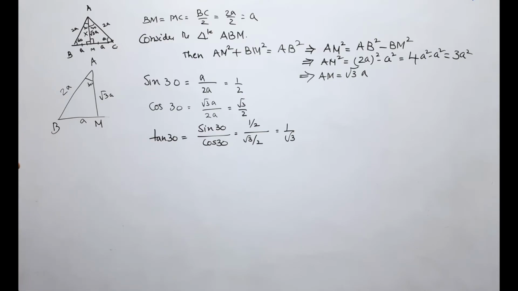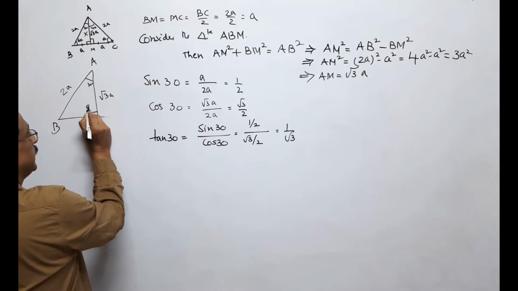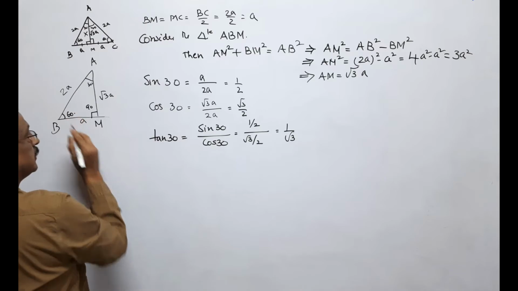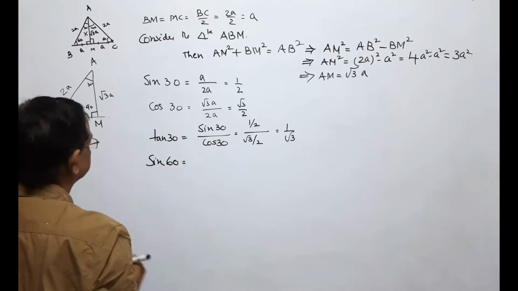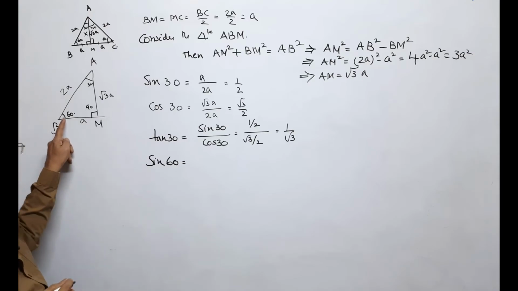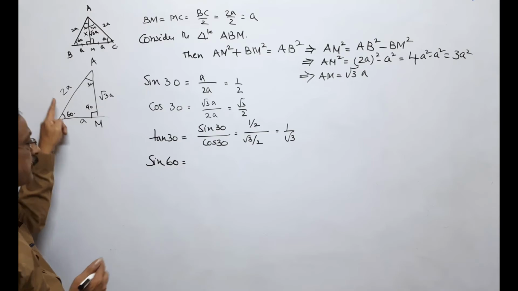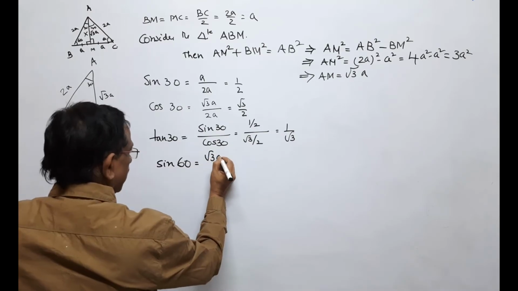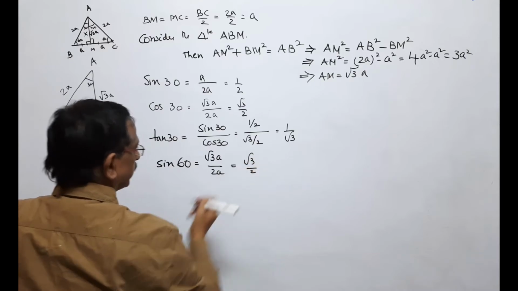So I have 30 degrees, I have 45. Now can I evaluate 60? This is 30, this is 90, and this is 60. Now what is sine 60? I'm evaluating sine 60. Sine 60 is opposite side by hypotenuse, so root 3a by 2a, which is root 3 by 2.